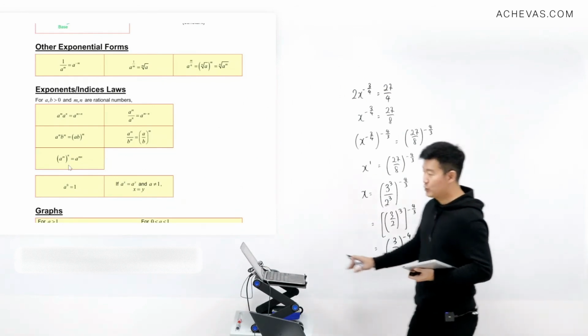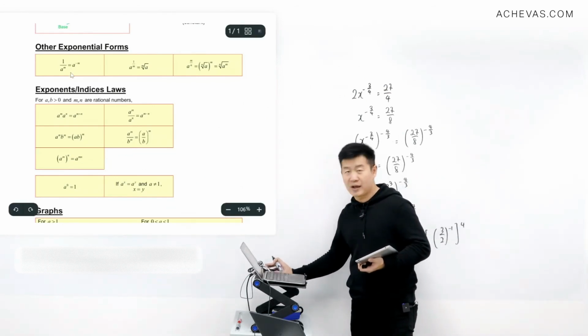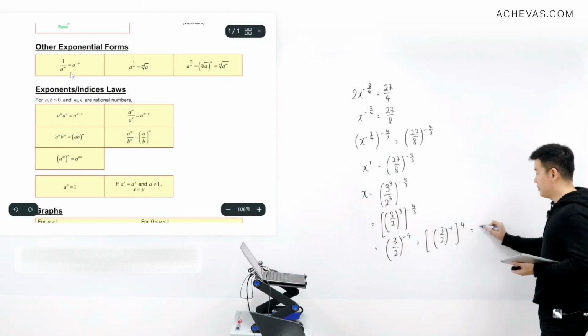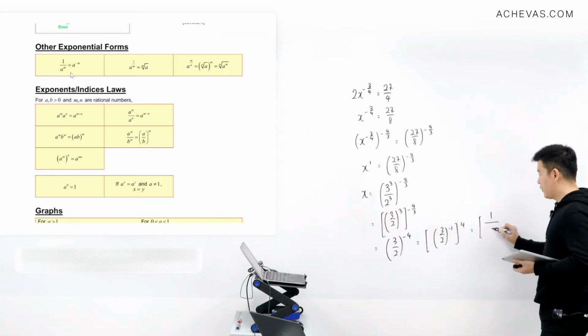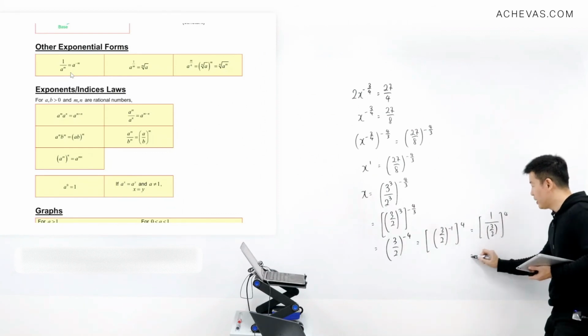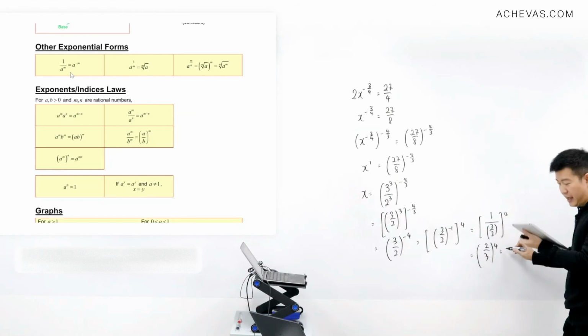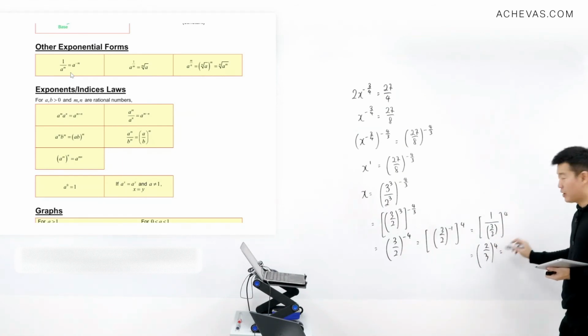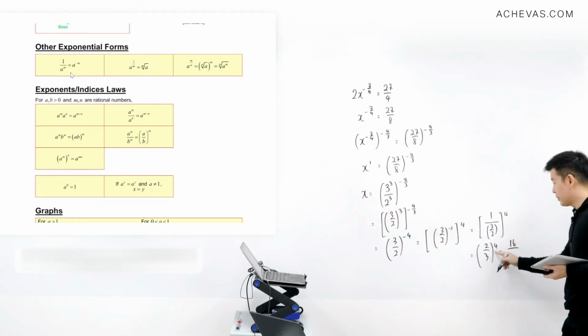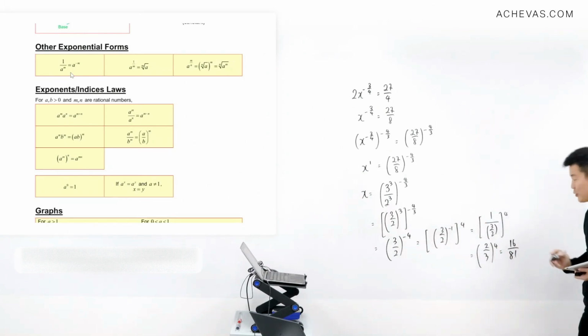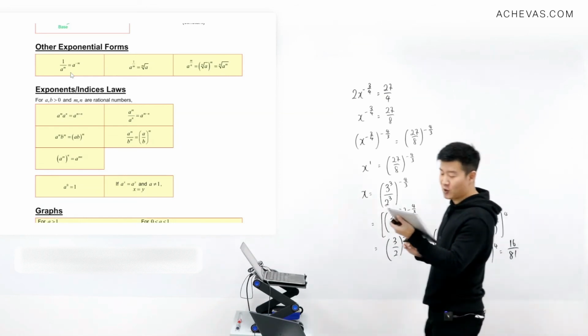And now if I were to apply this that we have talked about, then this will become 1 over 3 over 2. And this is going to be to the power of 4, which means that we have a 2 over 3 to the power of 4. And this will lead us to 2 to the power of 4, which is 16, divided by 3 to the power of 4, which is equal to 81. So x is equal to 16 over 81.